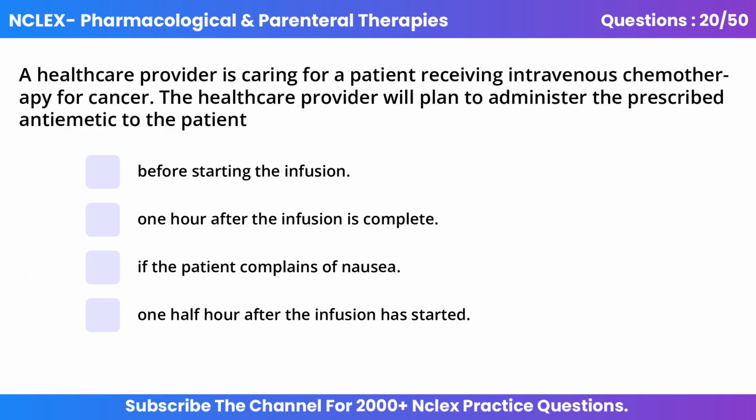Question 20. A healthcare provider is caring for a patient receiving intravenous chemotherapy for cancer. The healthcare provider will plan to administer the prescribed antiemetic to the patient. A. Before starting the infusion.